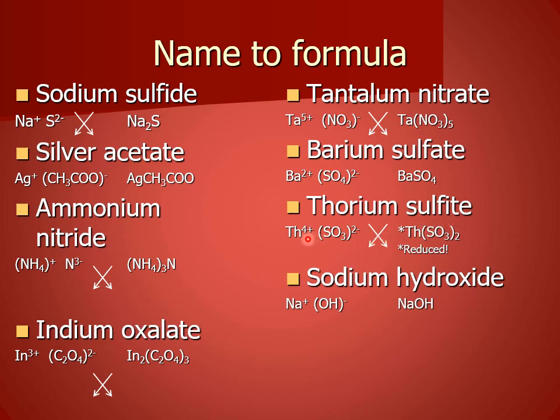Well, thorium has a 4 positive charge, and this sulfite grouping has a 2 negative charge. 4 and 2 don't cancel, so I must crisscross. So there's my little crisscross arrows. When I do that, I would have Th2, right? (SO3) in parentheses with a 4 outside. So Th2(SO3)4. Well, I would reduce that because the 2 and the 4 would reduce, and this would be the final formula. So it happens on occasion. Pay attention for it, right? And this is the only formula that would be acceptable for thorium sulfite. Sodium hydroxide, you can see it's a 1-to-1 ratio.